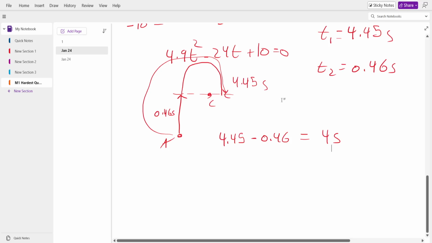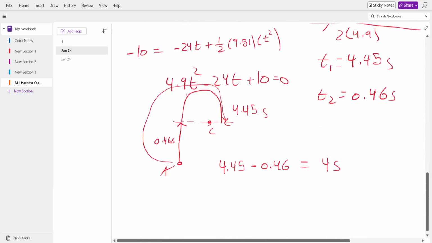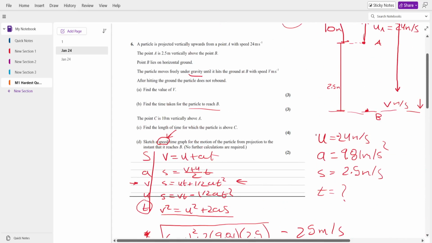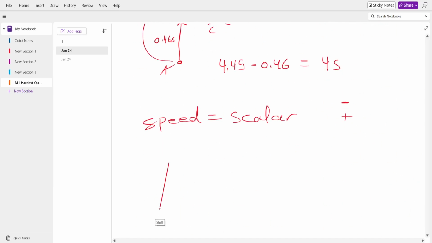So let's continue to solve the final part, which says sketch a speed time graph for the motion of the particle from projection to the instant it reaches B, or reaches the ground. It says a speed time graph, not a velocity time graph. Speed is a scalar, so it doesn't have a direction, so no minus and no plus. When I was talking earlier, my u was negative 24 because I was talking about velocity. But here we need to draw a speed time graph. So let's see how we are going to do that.